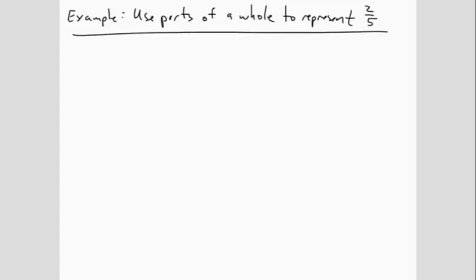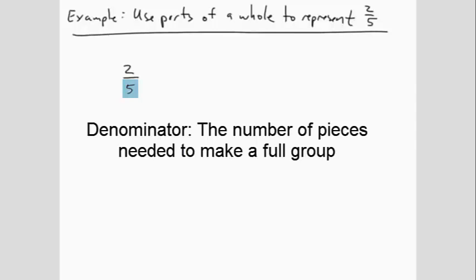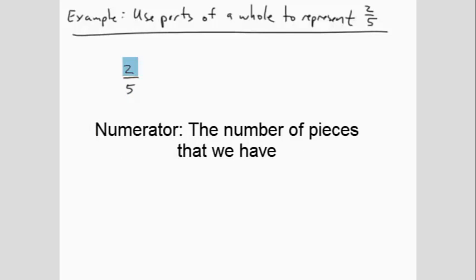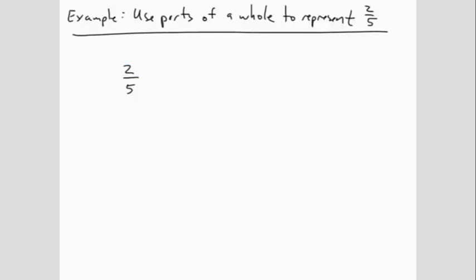Example: use parts of a whole to represent 2/5. Representing a fraction using parts of a whole means drawing a circle that has been cut into a certain number of pieces and then shading the right number of pieces to represent the ones that we have included. Recall that in a fraction, the denominator represents the number of pieces needed to make a full grouping, and the numerator represents the number of pieces that we have. So in this case, we have 2 out of 5 pieces needed to make a full grouping. So we will draw a circle and break it into 5 parts and shade 2 of them in.